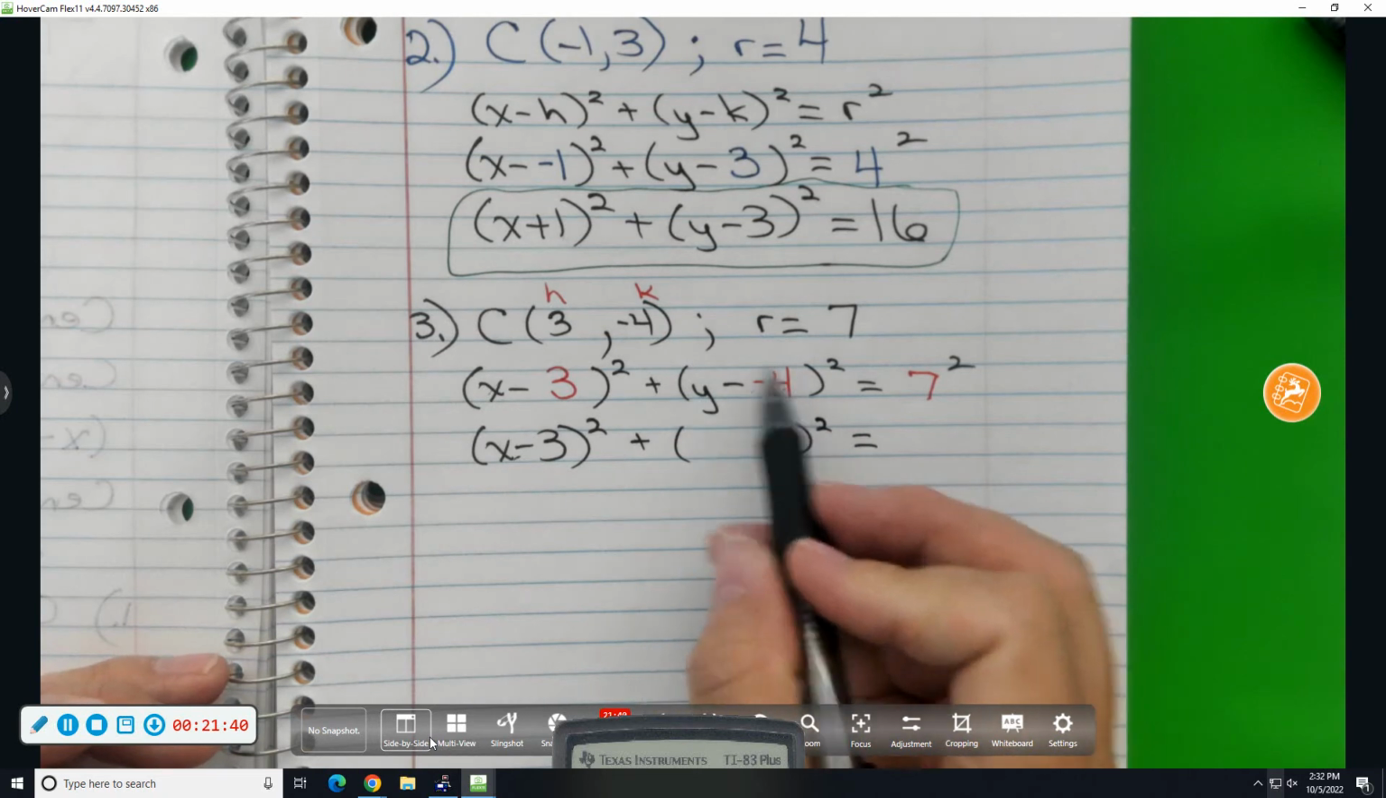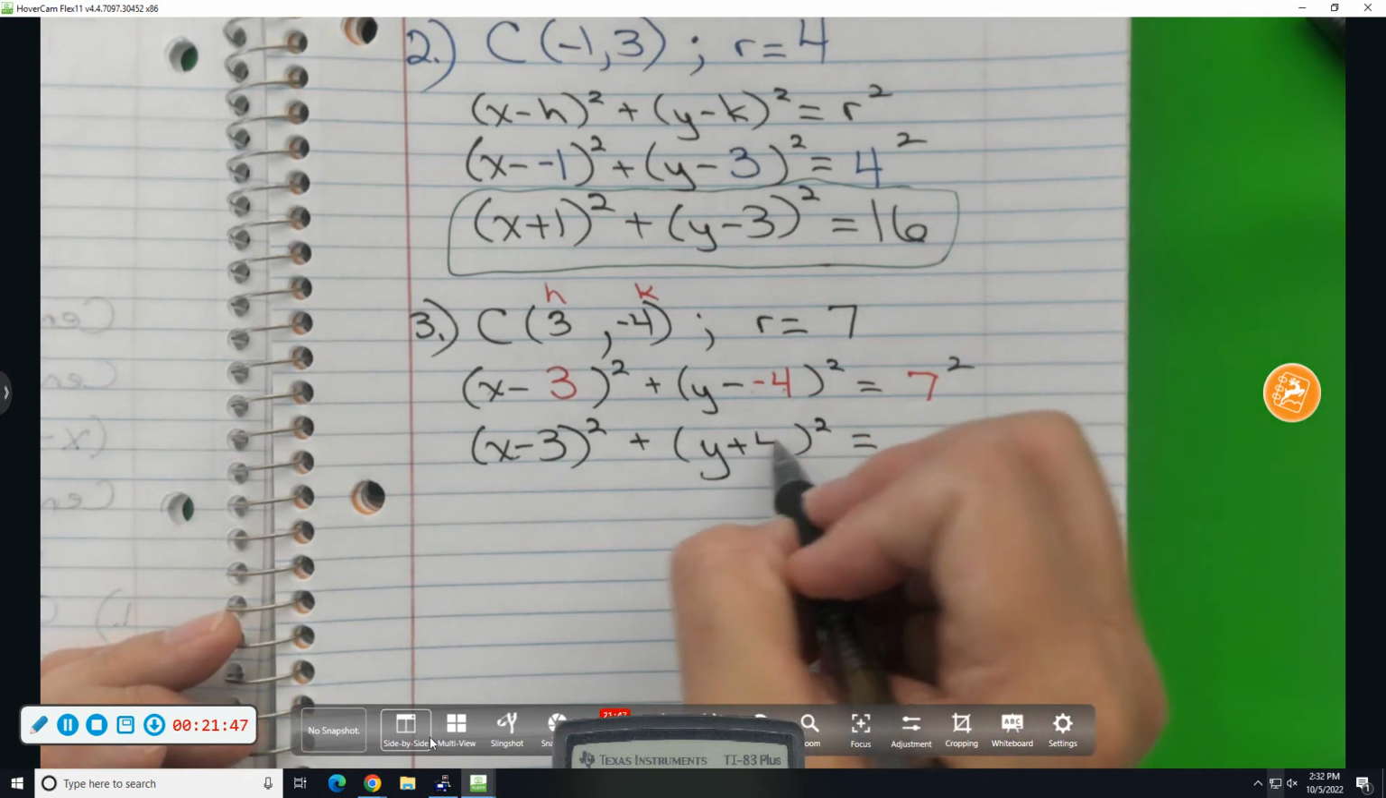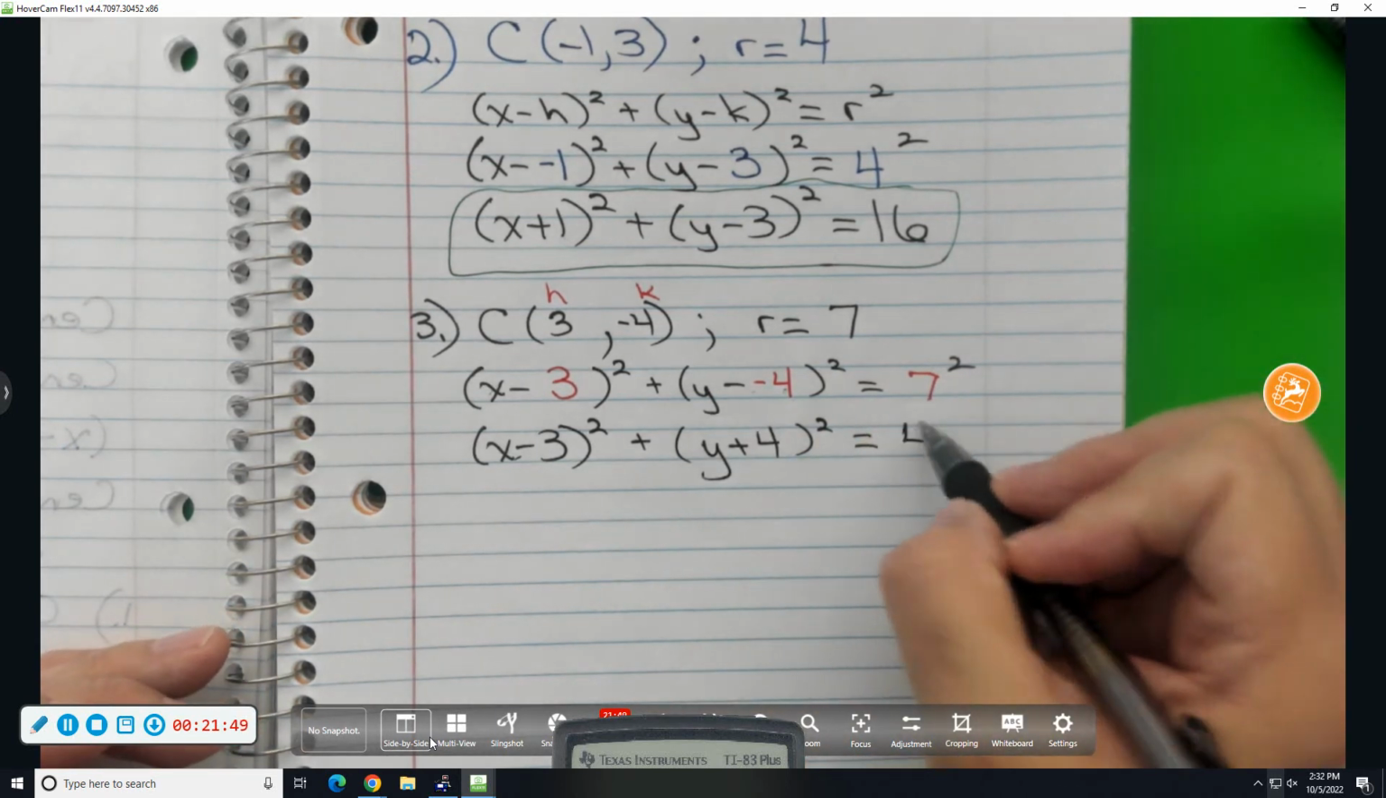What about this y minus -4? Let's clean that up. What's that going to be? Okay, that becomes a positive, and 7 times 7 is 49.